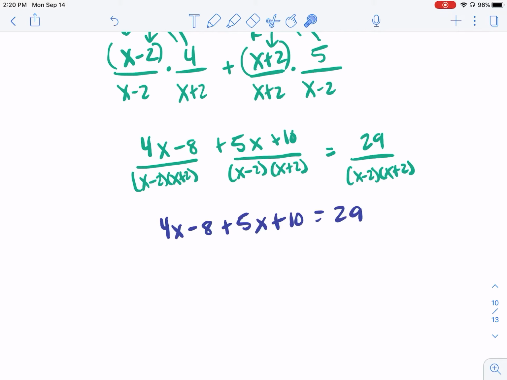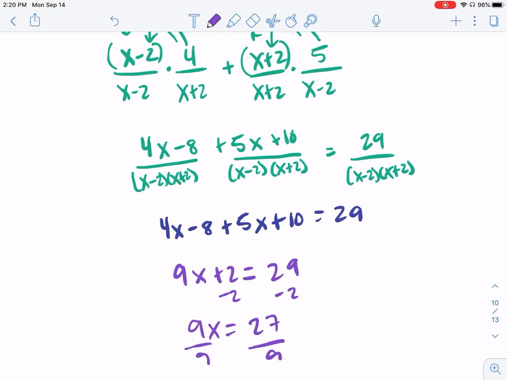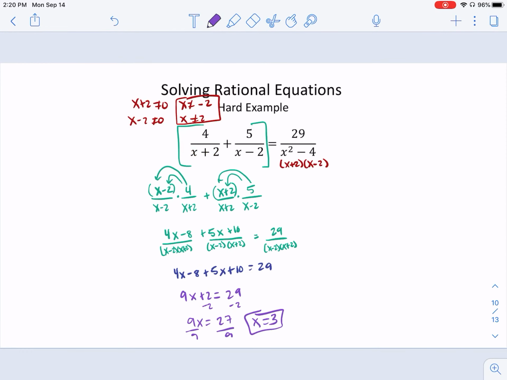Now we're ready to go ahead and keep solving. And we end up with x equals 3. Don't forget we need to go and double check, but that was not one of my restrictions, so I am good to go. That is my final answer.